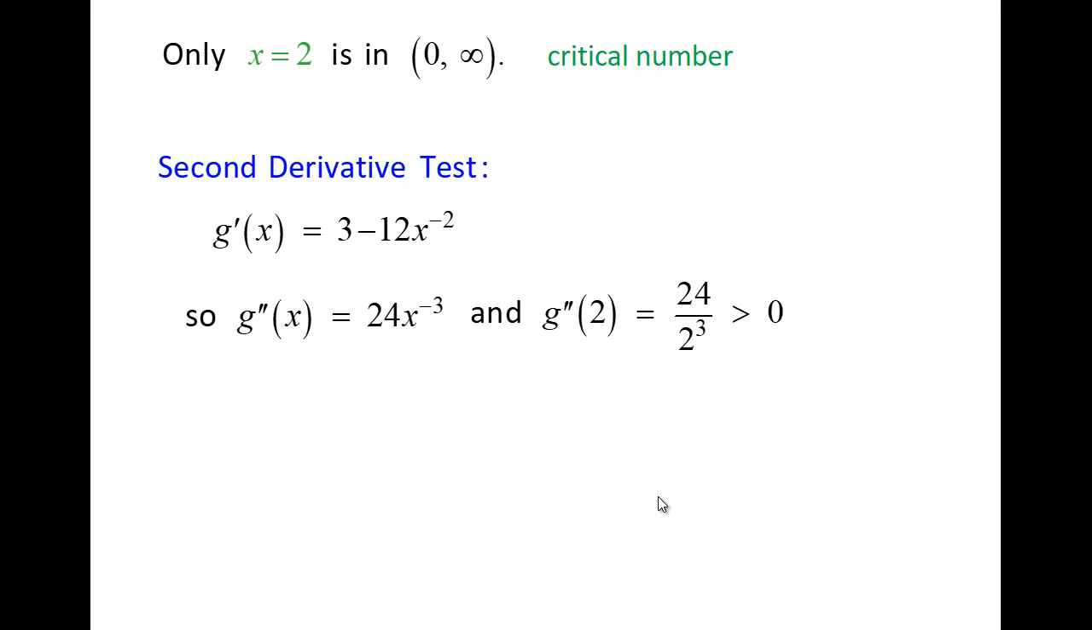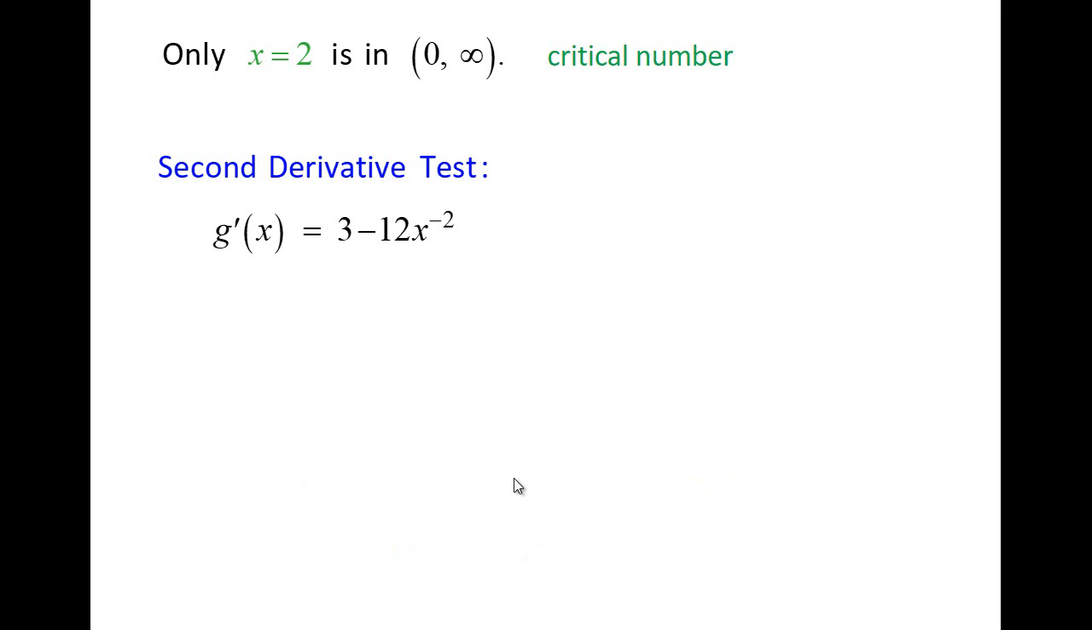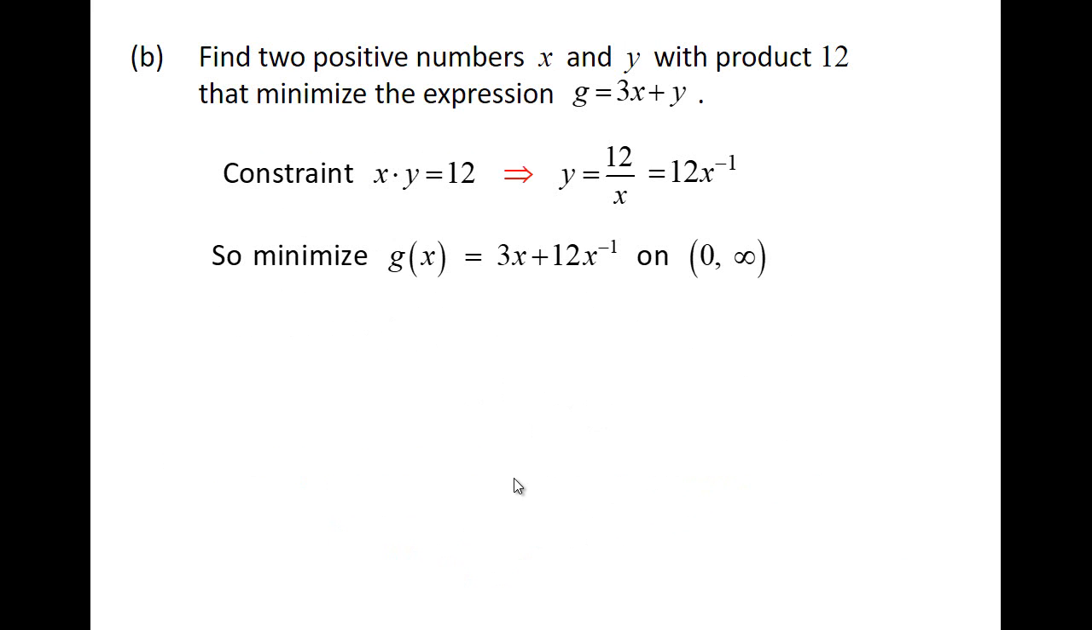But since this is the only critical number we have on the domain, this has to be the absolute minimum. So g achieves its minimum when x is 2. Well, when x is 2, then what is y? y is 12 over x, which means 12 over 2, which is 6. So 6 and 2, their product is 12, and if we pick x and y in this way, then they minimize the expression for g, which is this.